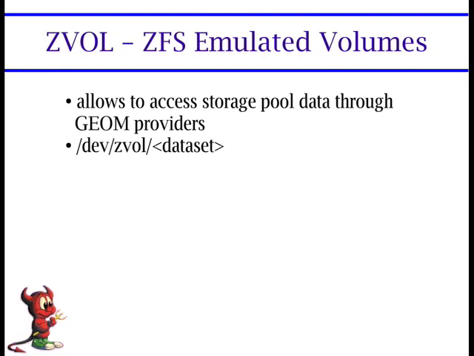ZVOL is the layer which basically proves that ZFS is not only a file system, it also creates disk-like devices. In FreeBSD, those are just regular GEOM providers. So if you have a ZFS storage pool, you can either create file systems on top of the storage pool or ZVOLs, for example. You can even put UFS on such a ZVOL and use ZFS snapshots if you want. So you have very fast UFS snapshots using ZVOL.